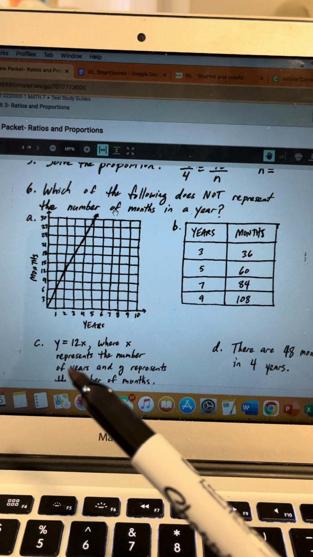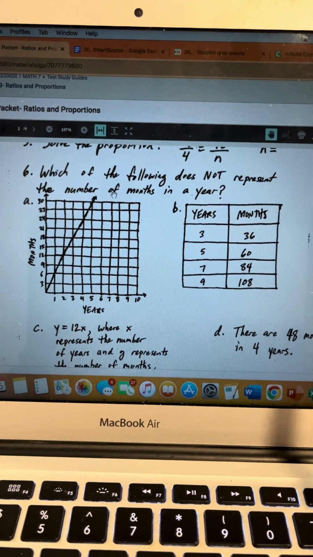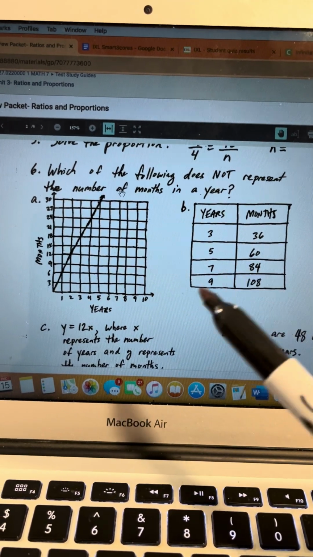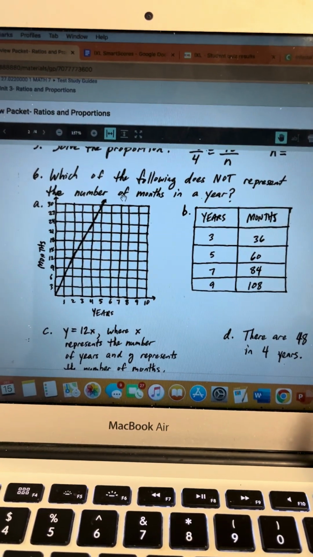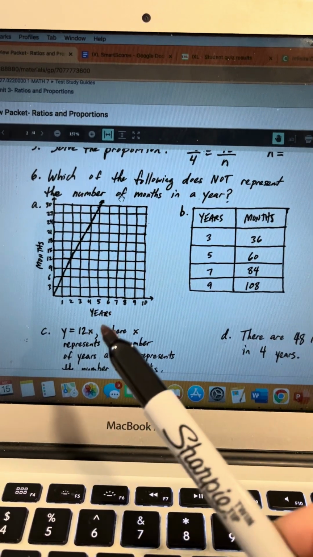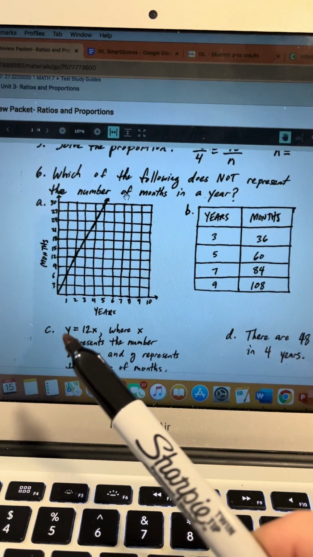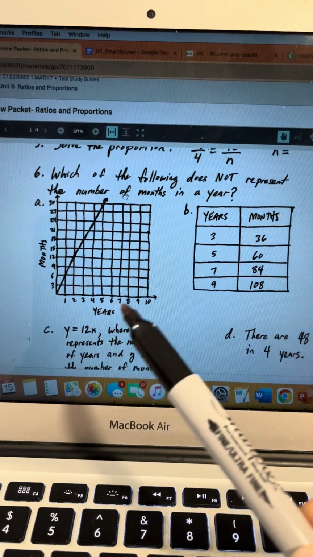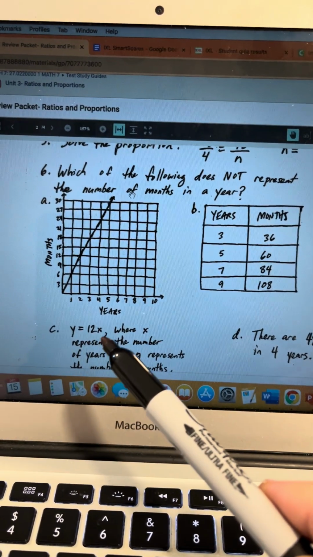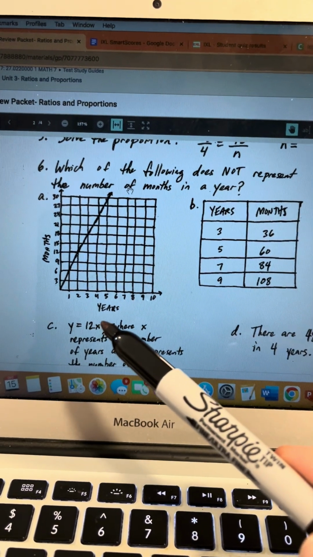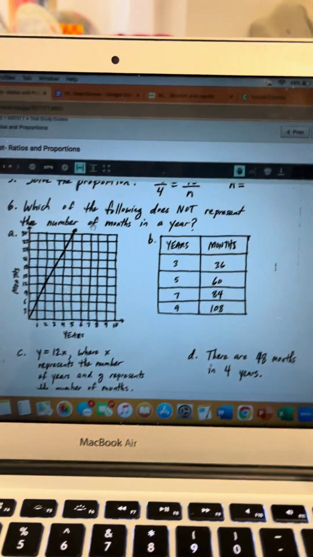How about letter C? y equals 12x, where x represents the number of years and y represents the number of months. Well, let's try it. So if we put, let's say 3 for x, we can pick any number we want. Let's just go with 3. So if we decide to put a 3 in there for x, that'd be 12 times 3. Okay, that'd be 36 equals 12 times 3. You would have y equals the number of months. So 36 equals 12 times 3. Then that would be correct. 3 years times 12 gives us 36. So this is correct.